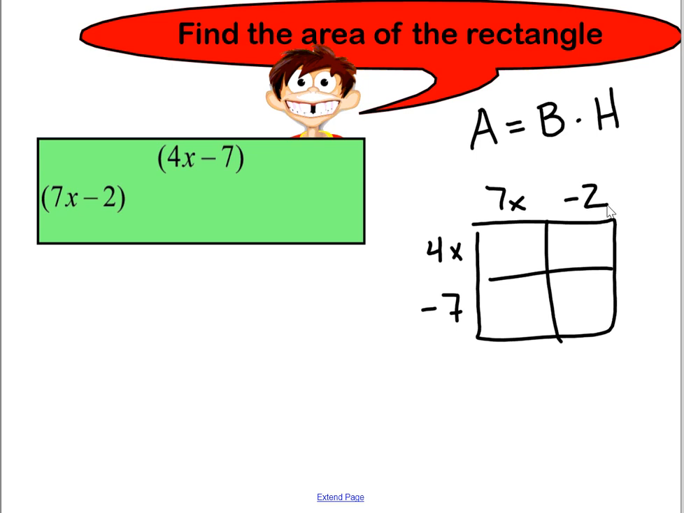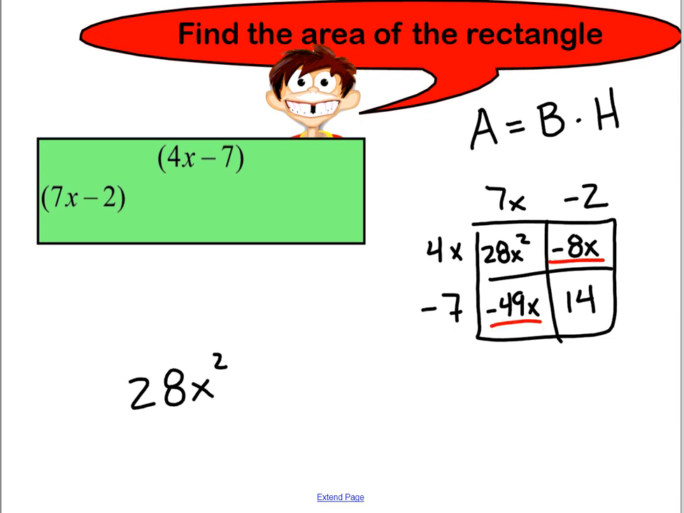Fill in my box there, so 4 times 7 is 28x squared. 4x times negative 2 is negative 8x. 7x times negative 7 is negative 49x. Negative 7 times negative 2 is positive 14. So the total area is going to be 28x squared. Negative 8x and negative 49x are like terms, so I need to combine those. So it's going to be negative 57x plus 14. And I'm all done.